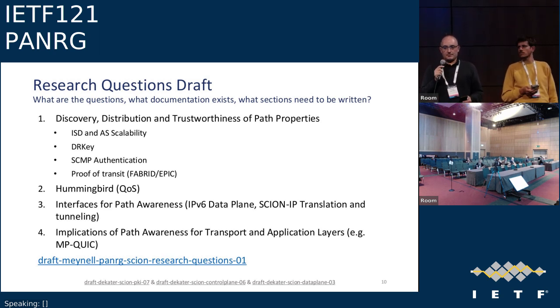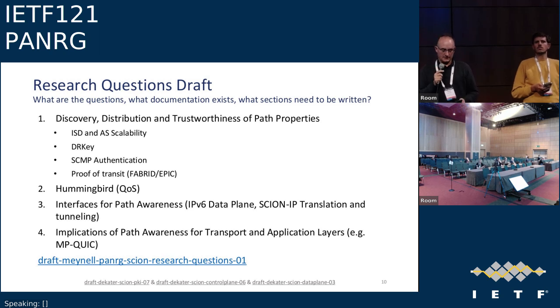You have something called EPIC and FABRID. FABRID is the successor, so to speak, of EPIC. This allows inter-domain traffic to cross an AS without the AS needing to disclose its internal topology. Hummingbird is a quality of service potential addition. We haven't looked too much at that at the moment. This is work that's been ongoing at ETH in Zurich.